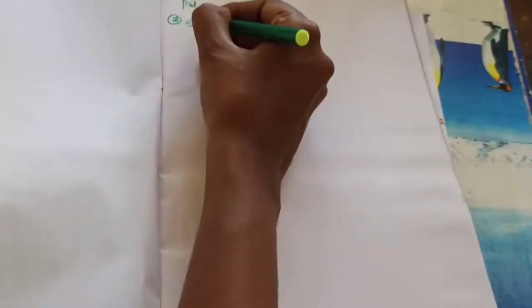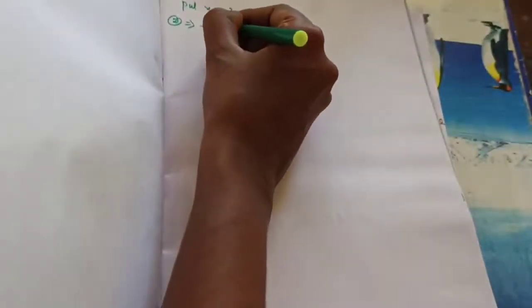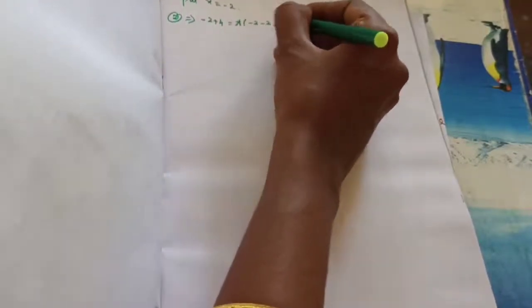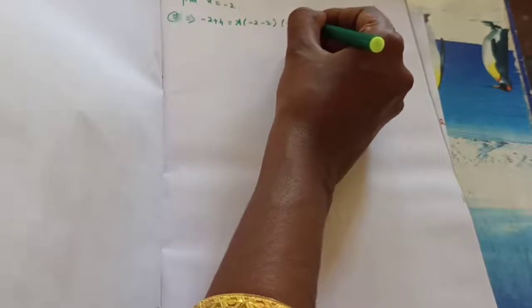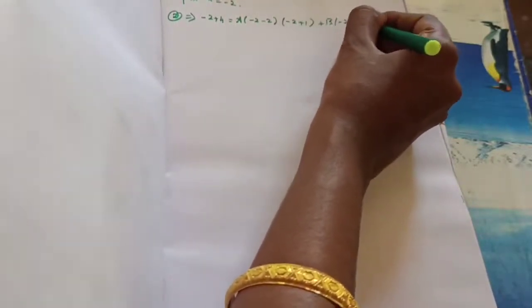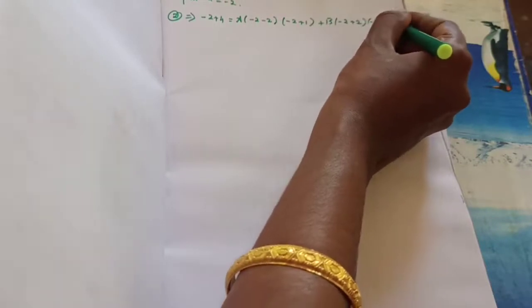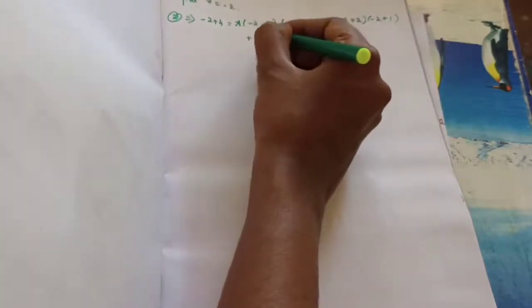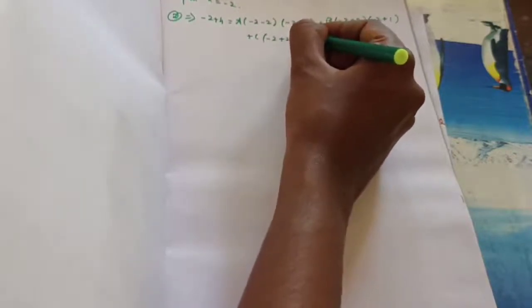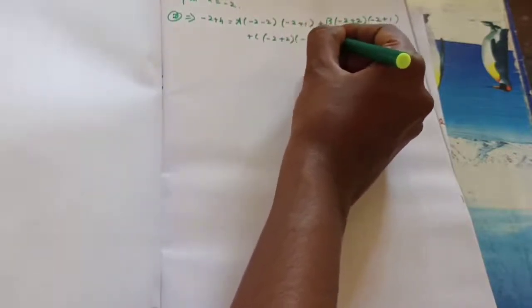x plus 4, is it right? That is, minus 2 plus 4 is equal to a into (minus 2 minus 2)(minus 2 plus 1) plus b into (minus 2 plus 2)(minus 2 plus 1) plus c into (minus 2 plus 2)(minus 2 minus 2).